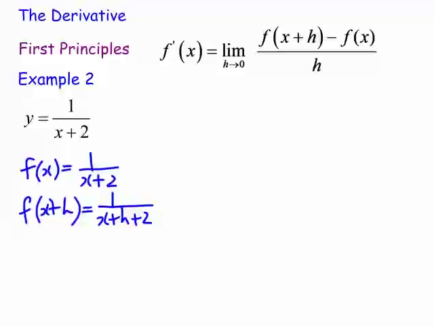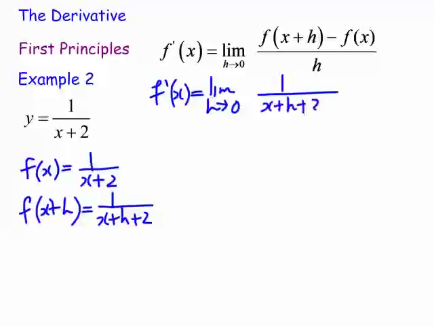Now let's apply the formula. f dash x is equal to the limit as h tends to 0. Now we have f of x plus h, which is 1 over x plus h plus 2, minus 1 over ordinary old x plus 2. And that's still all over h. Don't forget the h on the bottom.